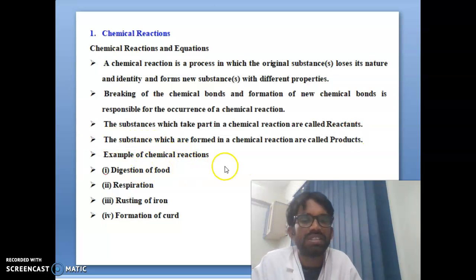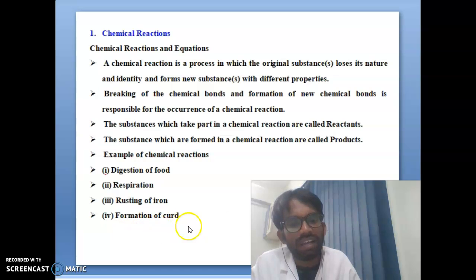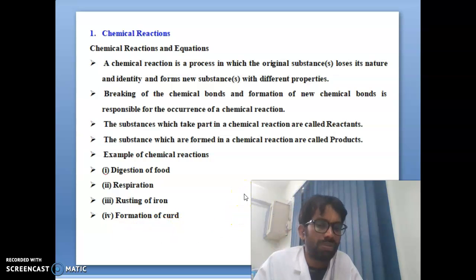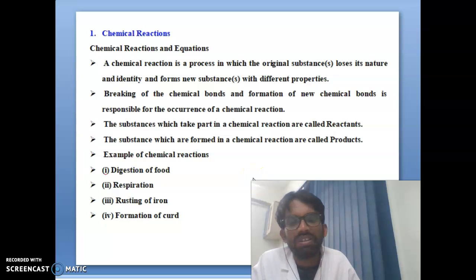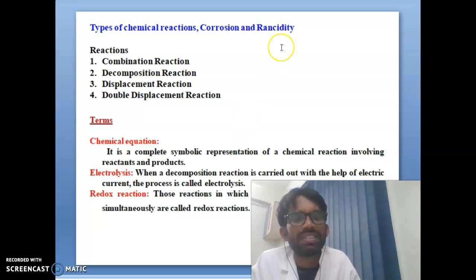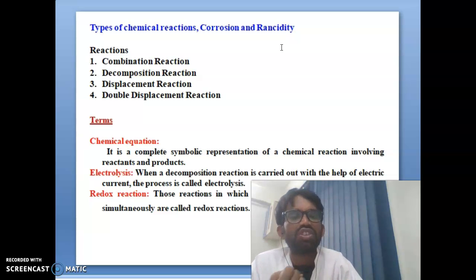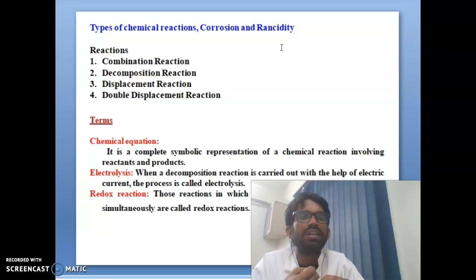For example, chemical reactions in real life include digestion of food in the human body, respiration, rusting of iron, and formation of curd. These are the best examples of chemical reactions in our real life. Next, the types of chemical reactions, and corrosion and rancidity. Reactions are mainly of 4 types: combination reaction, decomposition reaction, displacement reaction, and double displacement reaction.